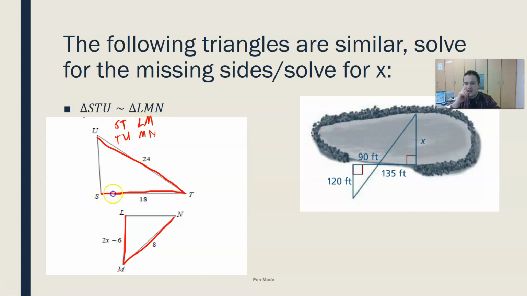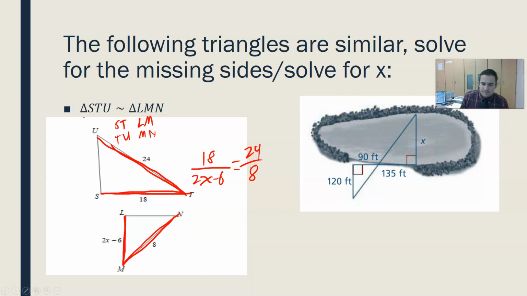So if I look at sides ST and LM, I have 18 over 2x minus 6. And if I look at this next side, TU and MN, I have 24 over 8. Okay, so I've thrown a bit of a wrench in the spokes because I have 2x minus 6 here instead of just x. But I'm still going to follow the same pattern. I'm going to go ahead and cross multiply.